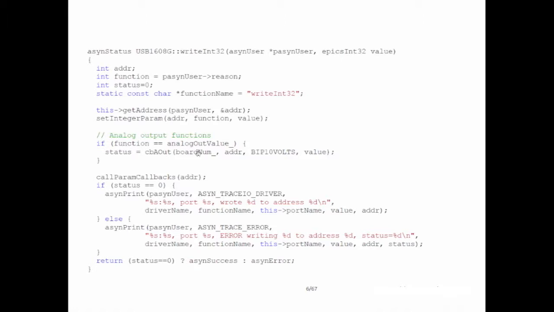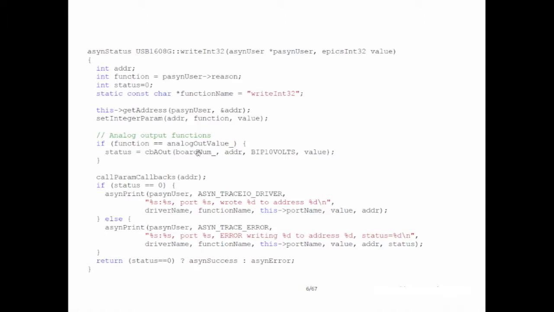And so the first thing we do is call this. This means it's either in this class or it's in AsynPortDriver. getAddress is a method that is actually implemented in AsynManager, where you pass it a pasynUser and it returns to you the address. So this is basically saying which of the two analog outputs we are talking to. So we get the address. We set that parameter in the parameter library for AsynPortDriver by saying setIntegerParam with the address, the function, and the value.